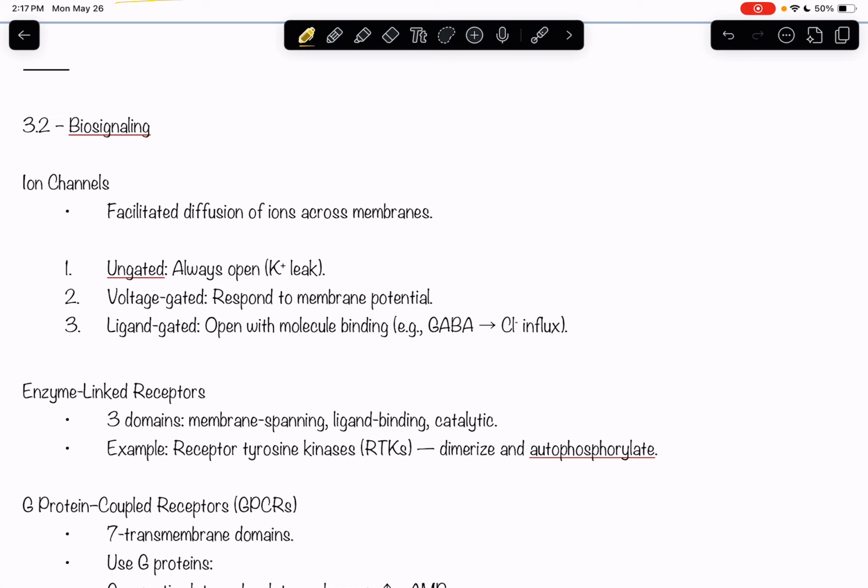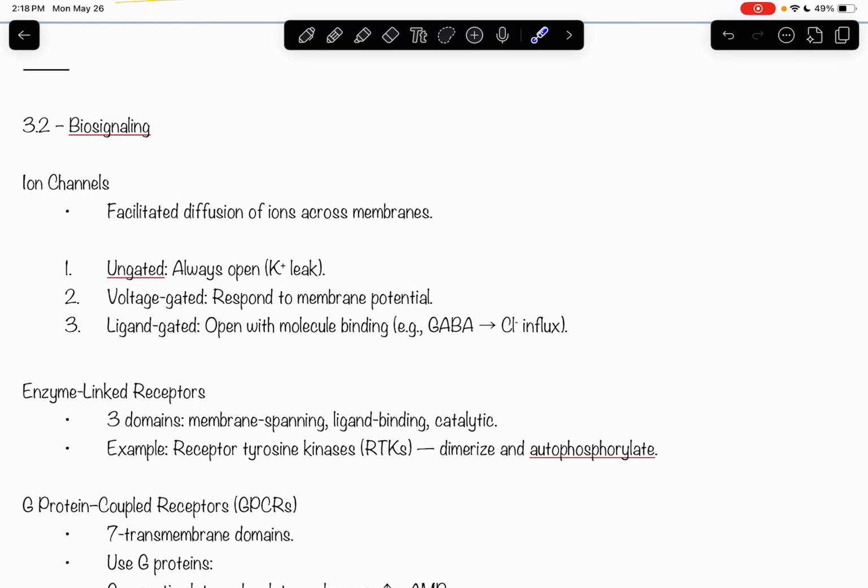First of all, we need to talk about ion channels. I hope these are very common to all of us, but let's go over it anyway. Facilitated diffusion: you could think about facilitated, meaning that you need help. So you need ion channels to help ions move across membranes. Very simple definition. Ion channels help ions move across membranes.